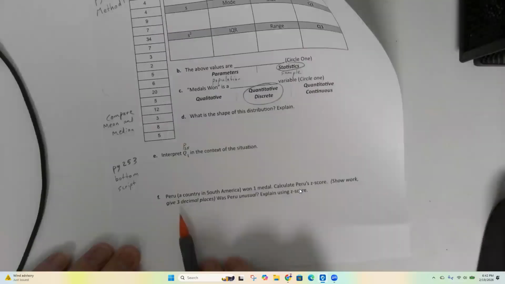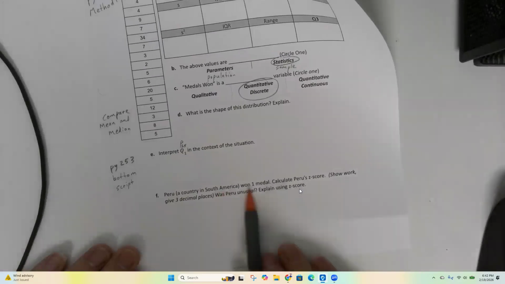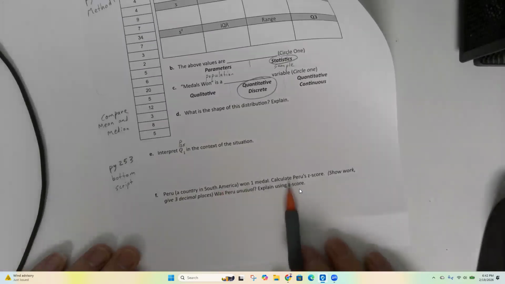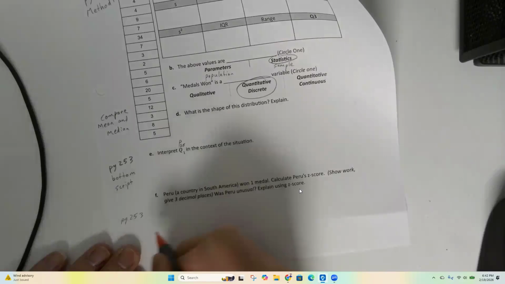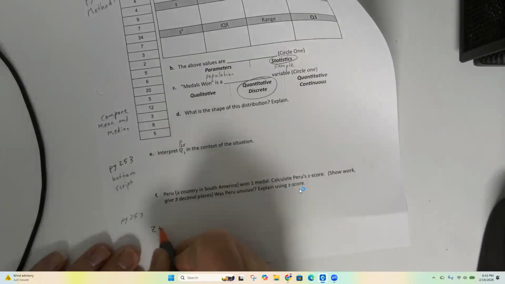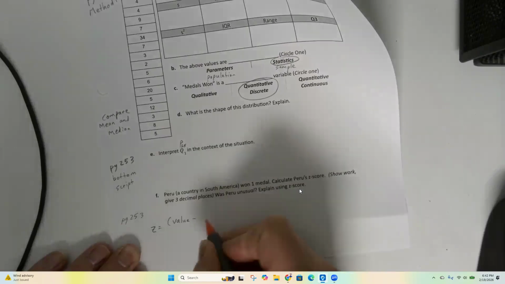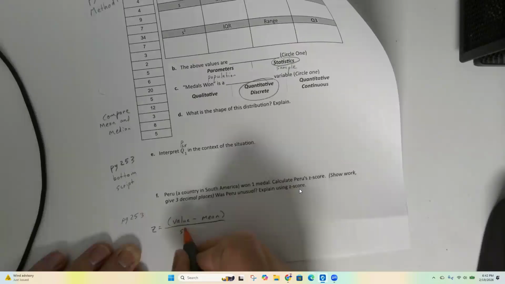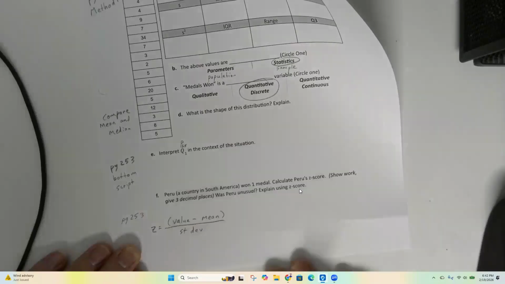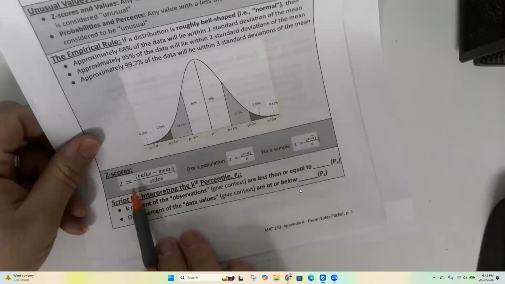Peru, a country in South America, hopefully everybody knows that geography, won one medal. Calculate Peru's Z-score. So also at the bottom of page 253 is the Z-score stuff. Z equals, you take the value that they give you in the problem minus the mean, and you divide by the standard deviation. Okay. So value minus mean over standard deviation.